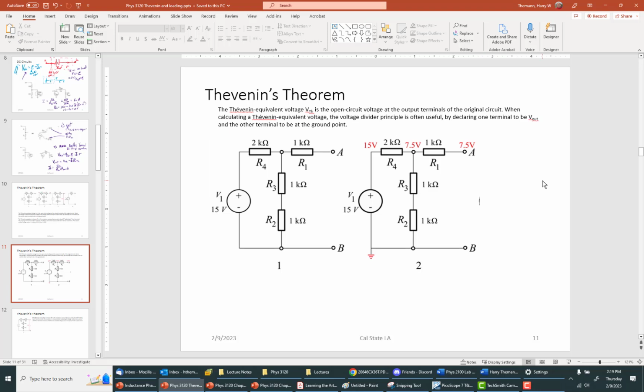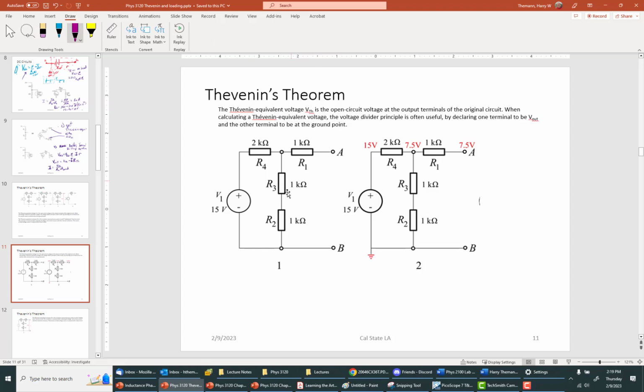So if we look at this network, we can determine what is the output voltage. And the key here is that in this particular circuit, R1 does not participate. So to get the I total here, it is equal to V1, that's what we're calling the battery, the 15 volts, over R4 plus R3 plus R2.